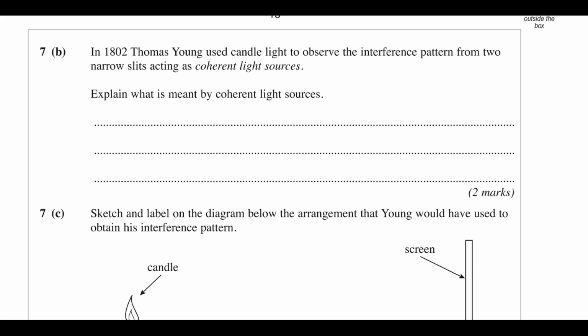Okay, so Thomas Young used candlelight to observe the interference pattern from two narrow slits, acting as coherent sources. What is meant by coherent sources? This seems to come up on pretty much every exam. It means the light from both slits has a fixed phase difference. So let's write that down. I'm not sure why the examiners thought we needed so much space.